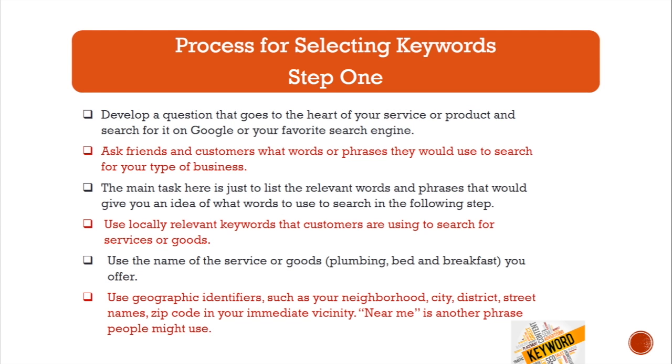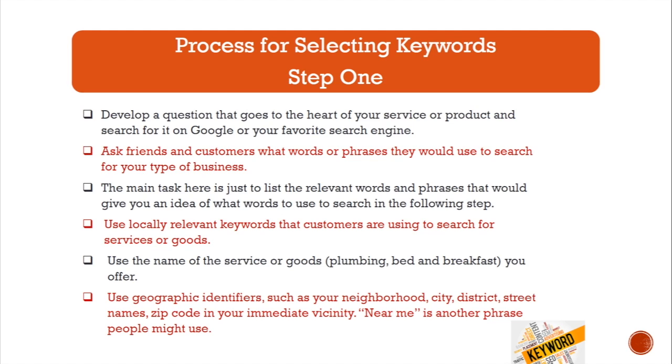Let's look at the process for selecting keywords. Step 1, develop a question that goes to the heart of your service or product and search for it on Google or your favorite search engine. Ask friends and customers what words or phrases they would use to search for your type of business. The main task here is just to list the relevant words and phrases that would give you an idea of what words to use to search in the following step.